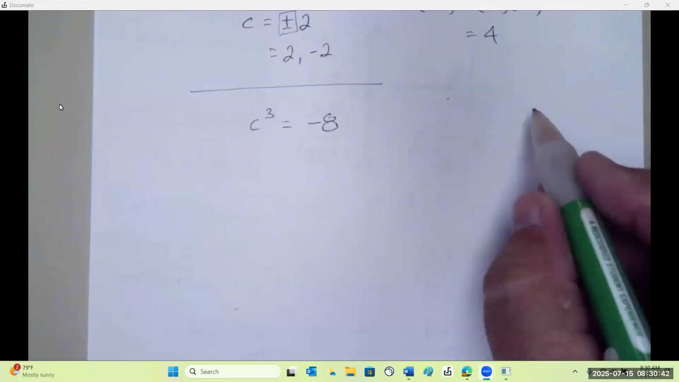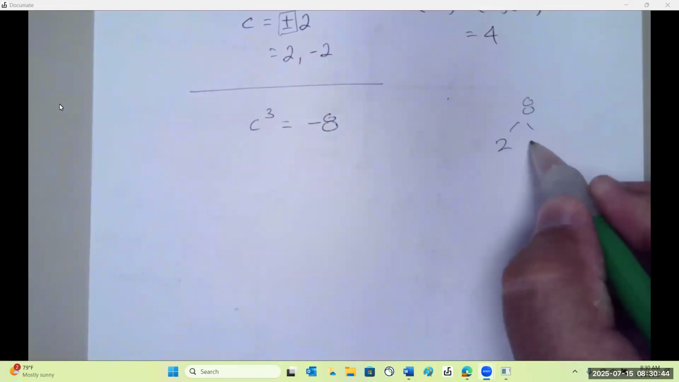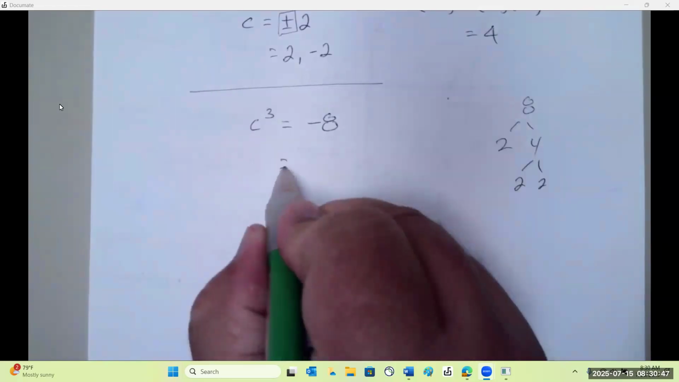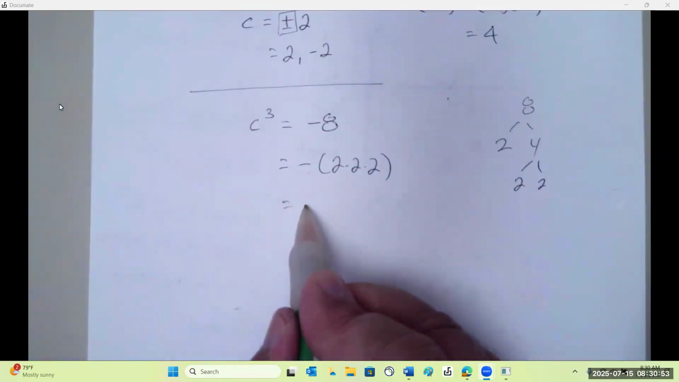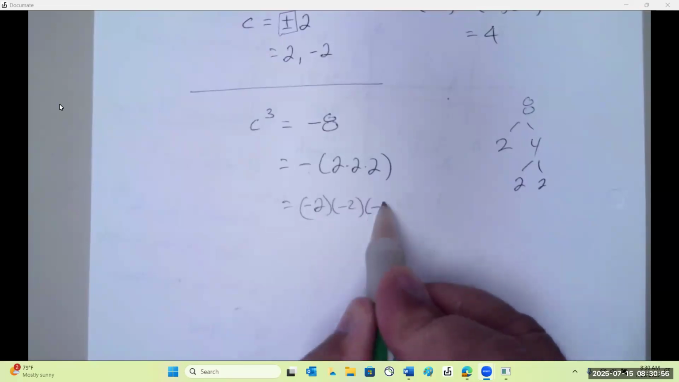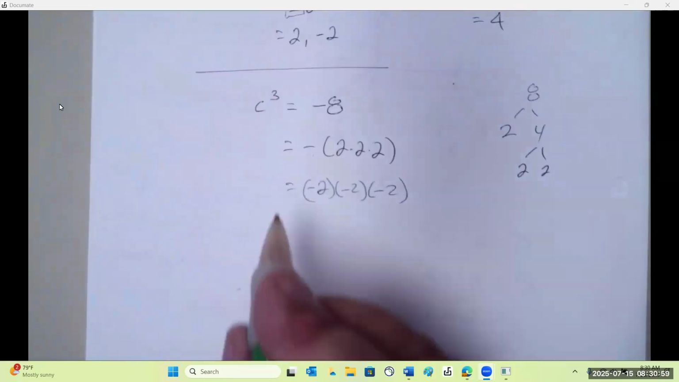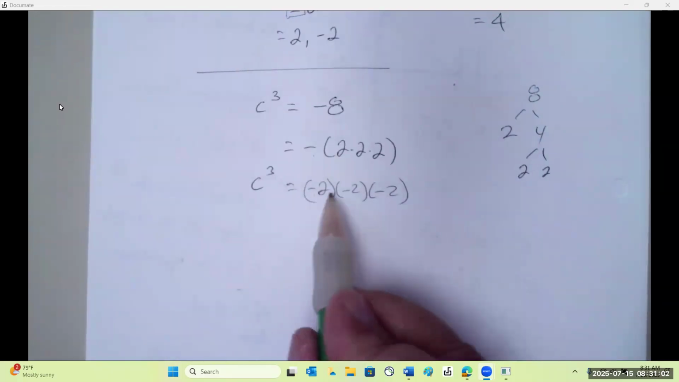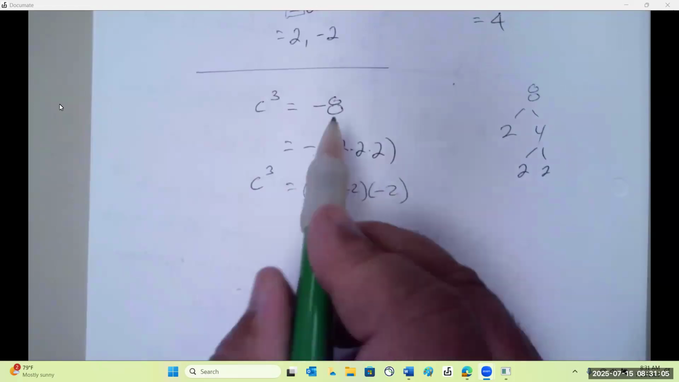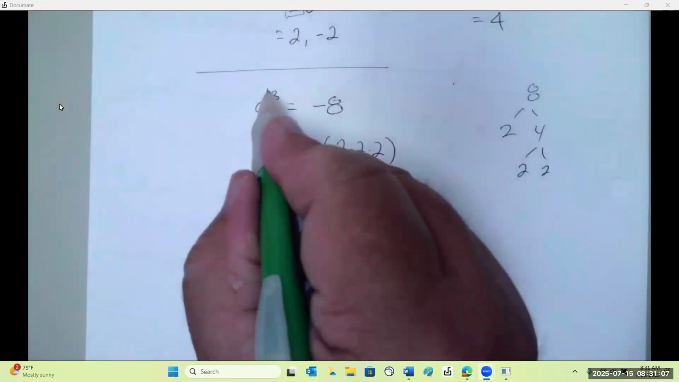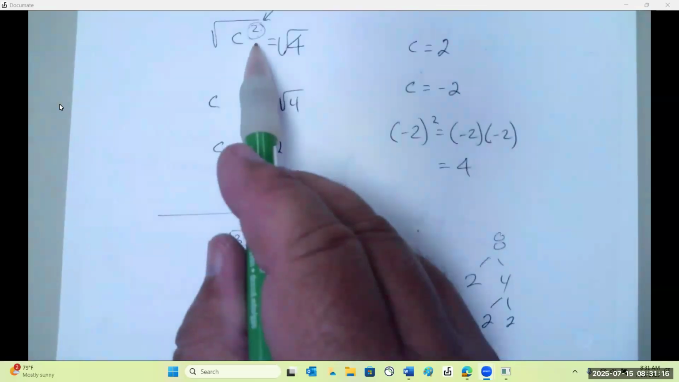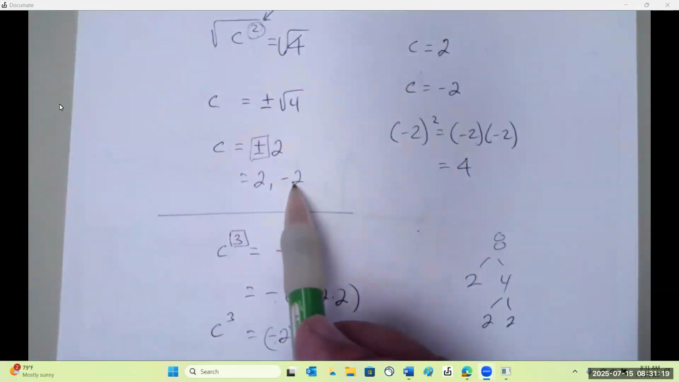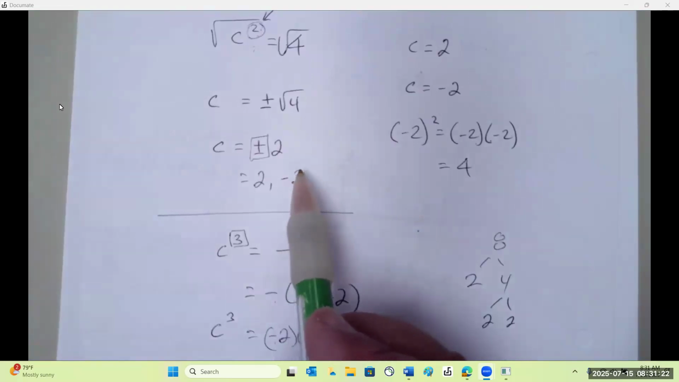Negative, right. Because we know that 8 from earlier is made up of 2 times 2 times 2. Now they're all negative. Negative times negative is a positive. Positive times negative is negative. It stays that way. So if it's odd, the answer can be positive or negative. If it's even, the answer can be positive or negative, I mean, can be only odd.